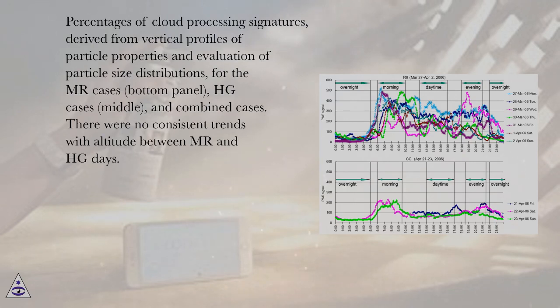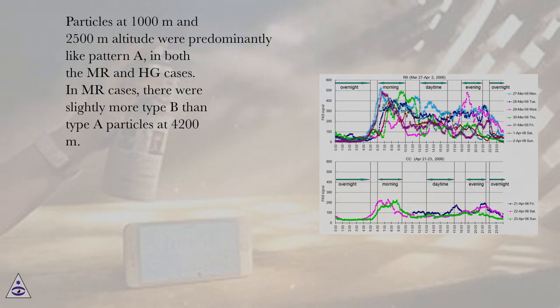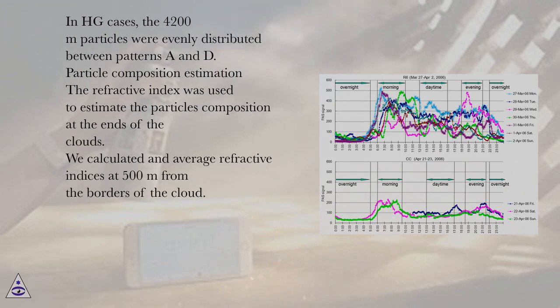Percentages of cloud processing signatures, derived from vertical profiles of particle properties and evaluation of particle size distributions, for the Mr. cases, bottom panel, HG cases, middle, and combined cases. There were no consistent trends with altitude between Mr. and HG days. Particles at 1,000 meters and 2,500 meters altitude were predominantly like Pattern A, in both the Mr. and HG cases. In Mr. cases, there were slightly more Type B than Type A particles at 4,200 meters. In HG cases, the 4,200 meters particles were evenly distributed between patterns A and D.